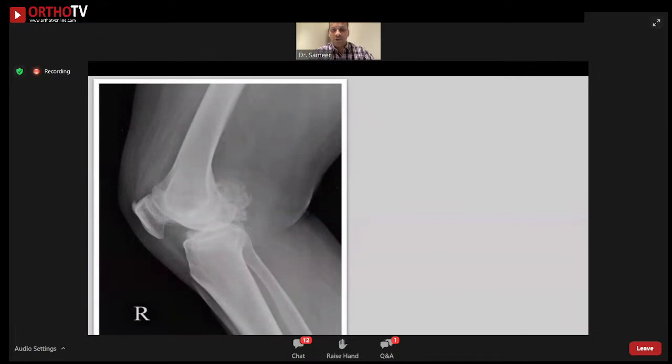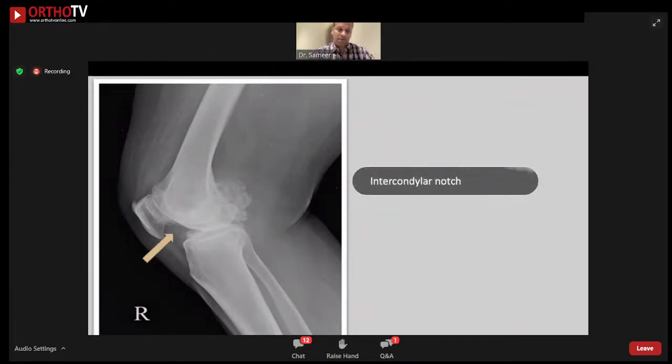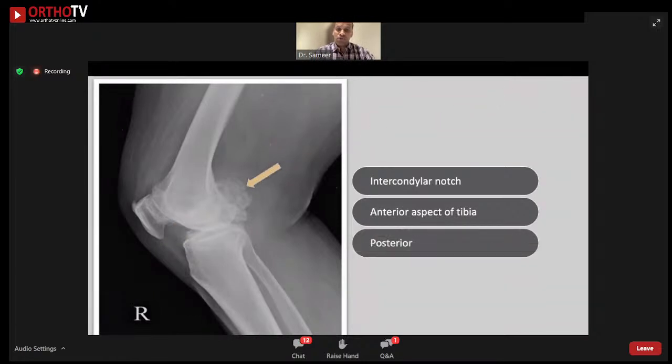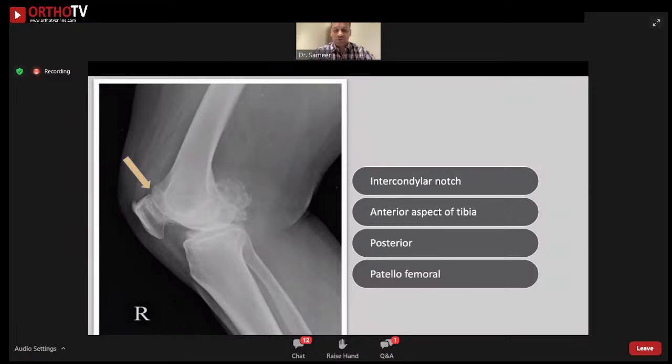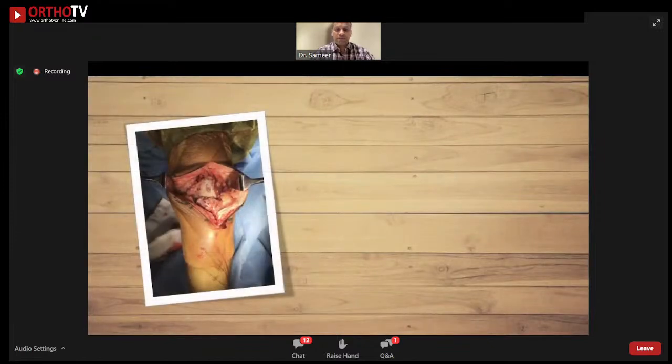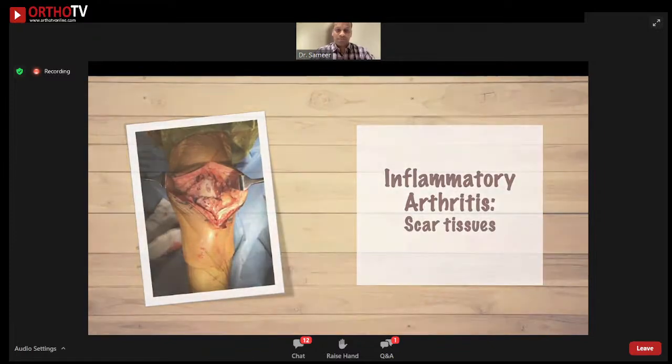So what are the osteophytes we have to look for? Especially when the patient comes with a flexion deformity, you have to look for the osteophytes in the intercondylar notch, those on the anterior aspect of the tibia, and most importantly the posterior osteophyte, as well as the patellofemoral osteophyte. Especially the posterior osteophyte not only causes the knee flexion deformity, but also limits the flexion, so overall it makes the knee more stiff. But inflammatory arthritis is none other than just the scar tissue.